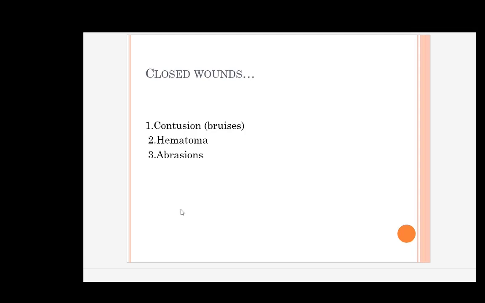Now, among the closed wounds, the wounds which you commonly encounter, which we term as closed wounds, are, number one, contusion. Second thing is the hematoma, and third is abrasions. These are common forms of injury which you usually see in a road traffic accident, or when you are playing and you fall down and you get abrasions. Hematoma is where bleeding happens internally and there is a swelling which is quite obvious.